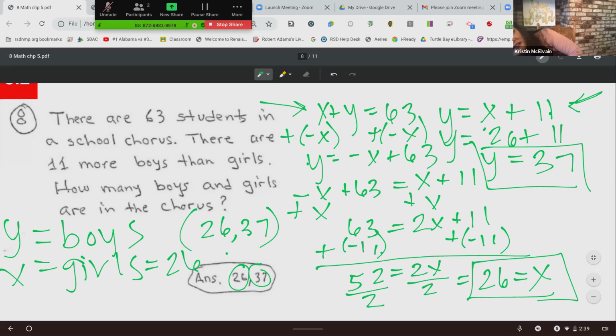Got it. Okay, so that is it for 5.2. And we're set. So 5.2, hopefully you got that all done.